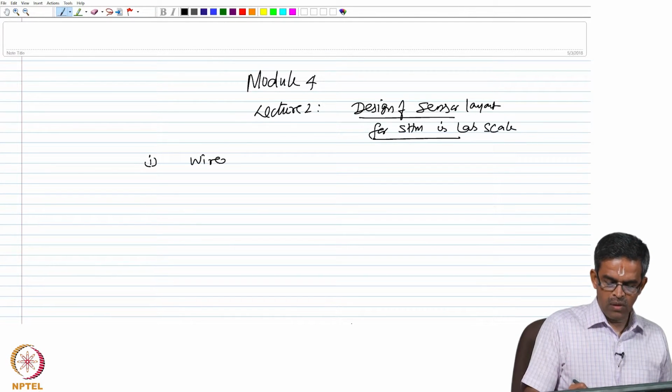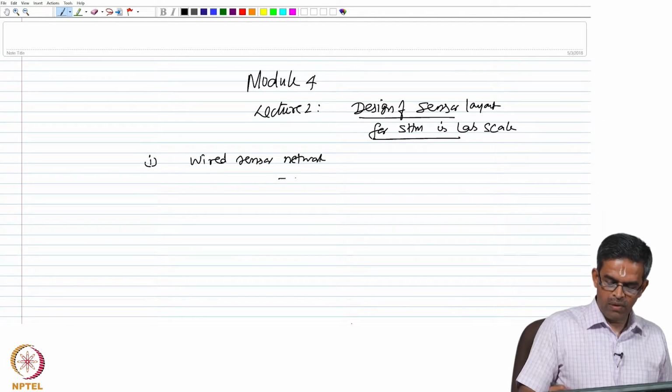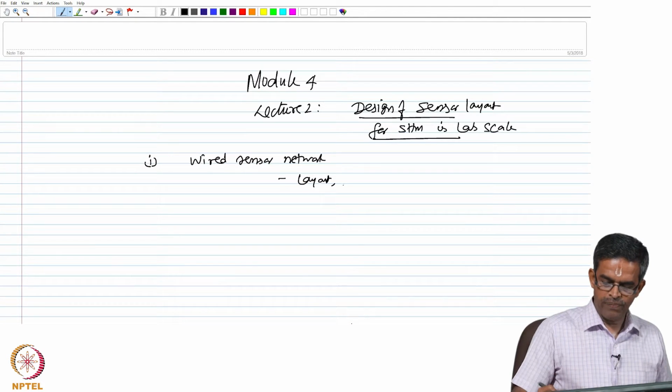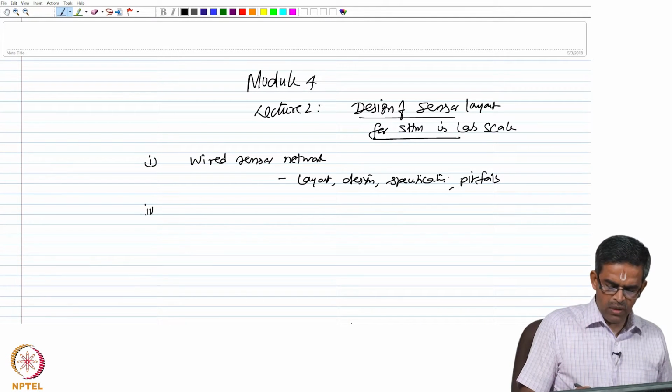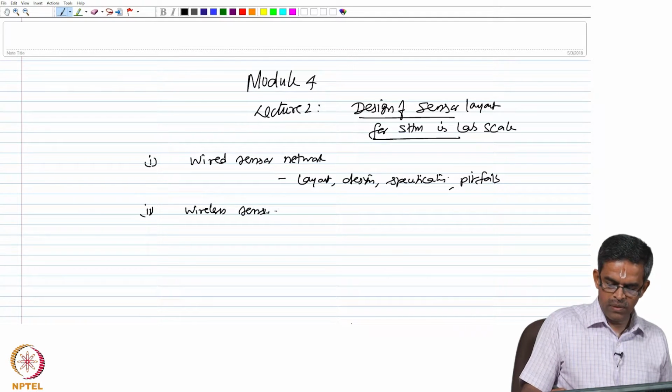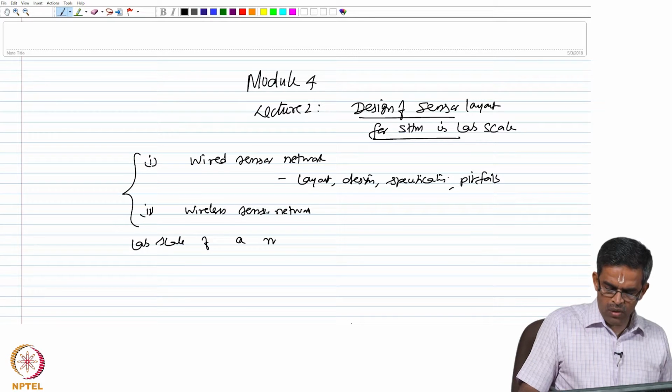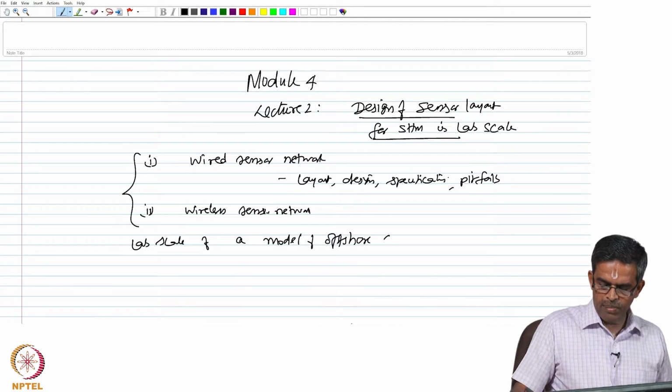One, a wired sensor network. We will talk about the layout, the design, specifications and pitfalls. We will compare this with wireless sensor network, both applied on a lab scale of a model of offshore compliance structure.